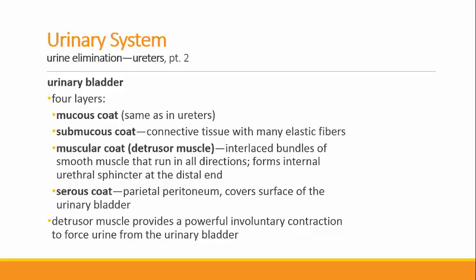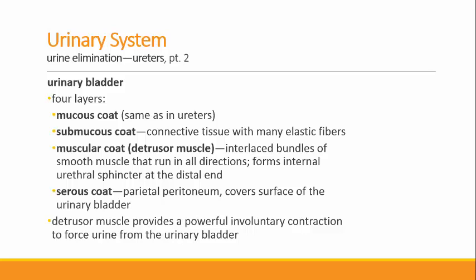It's the visceral peritoneum, and it covers the surface of the urinary bladder and is responsible for secreting the peritoneal fluid that helps to lubricate all the movements associated with the organs of the abdominopelvic cavity.